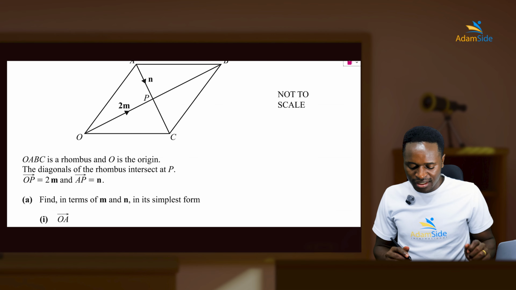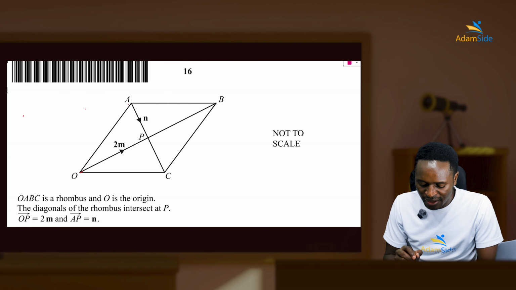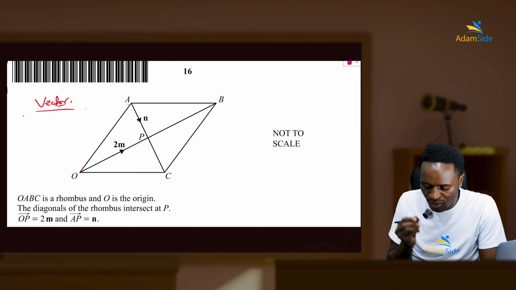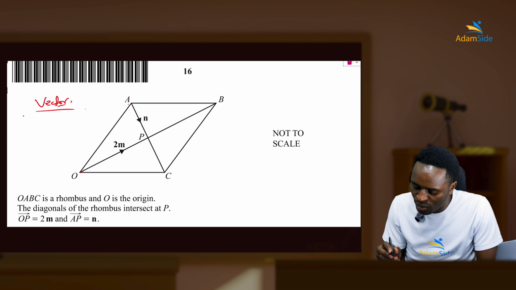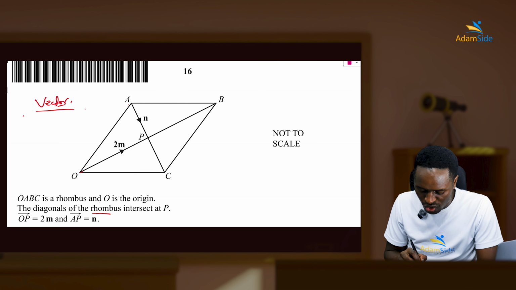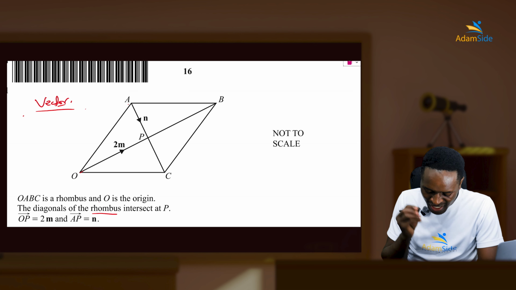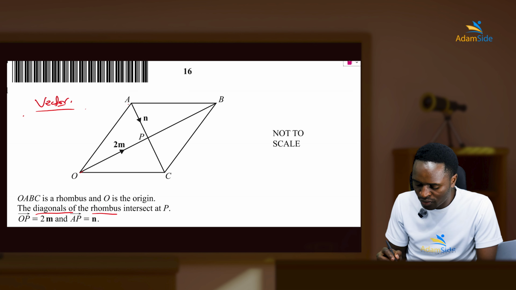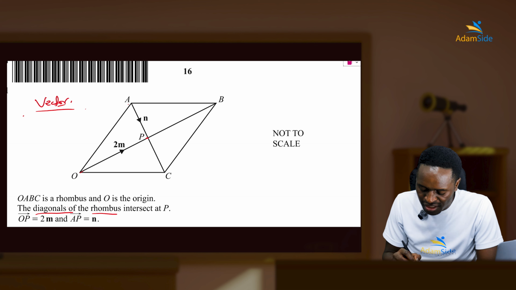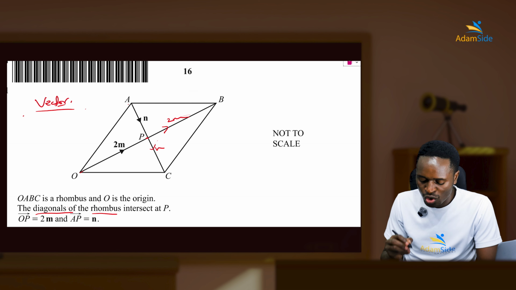Question number 21, it's vectors. So here, this is a vector question. It's one of the most tested. Here we have to look at the property of a rhombus. We have a rhombus here, and we have to learn about the diagonals. In a rhombus, we know the diagonals bisect each other equally. If this is 2m, this one also is 2m. If that's n, also this vector PC is also n.